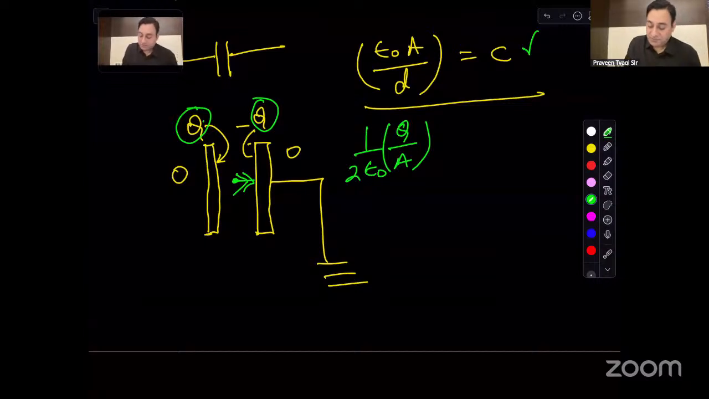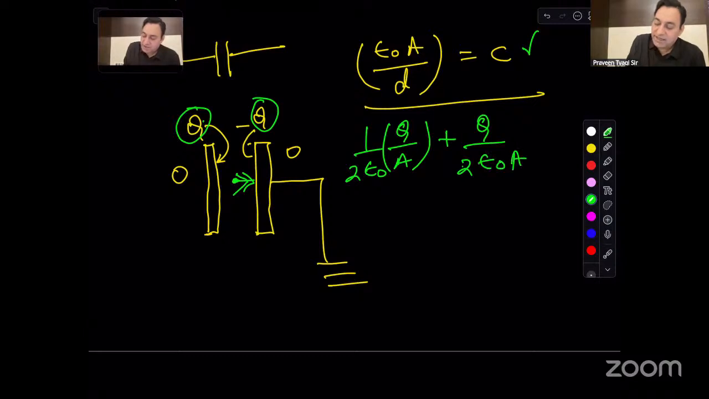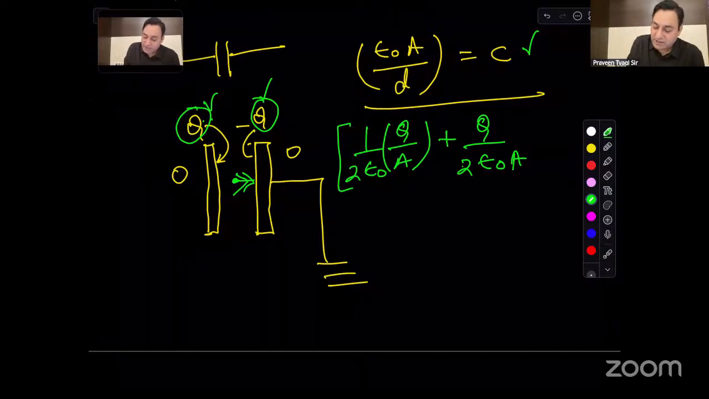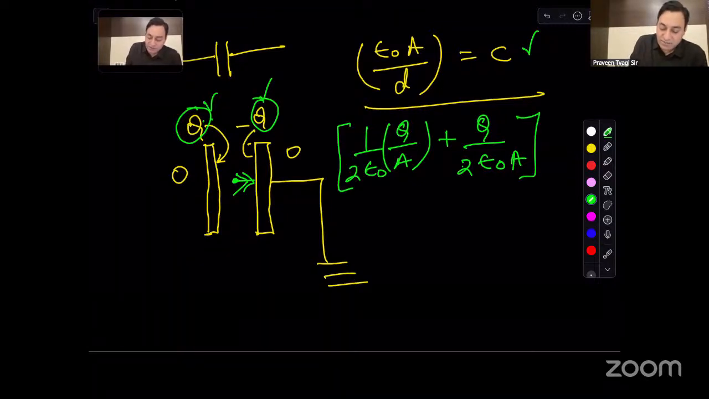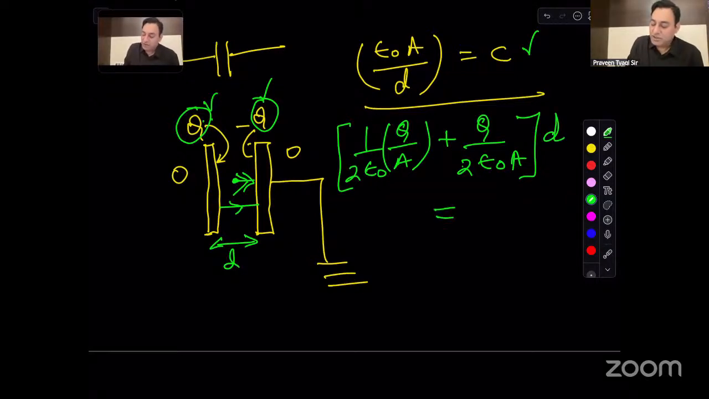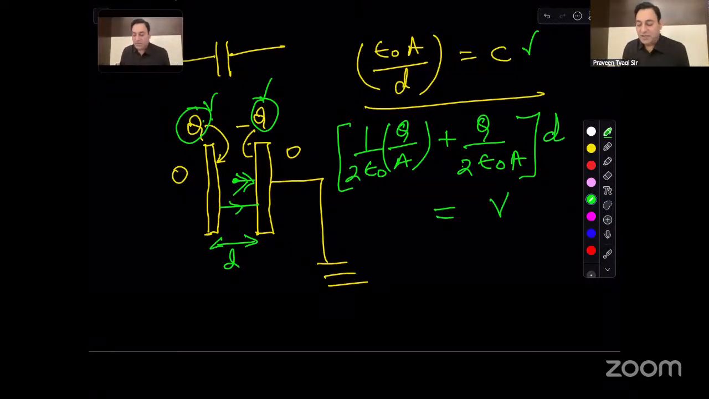Now, so both will get added. So Q by 2 epsilon naught A. This is the net electric field due to these two layers of charge. And net electric field is uniform. You can see it is not varying between the plates. And if I find E dot dl from here to here, that will be E into this length, D, the distance between the plates. E into D will give me the potential difference, which will be V.